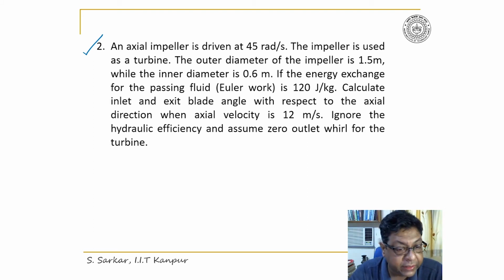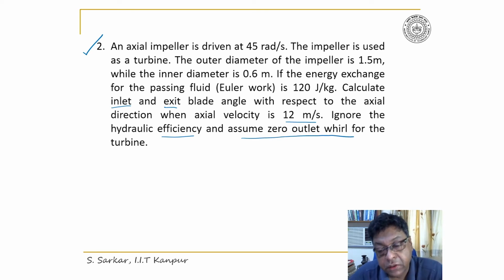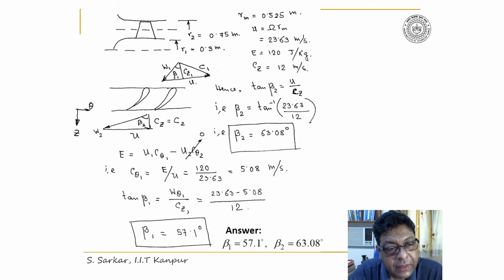If the energy exchange for the passing fluid, that's Euler work, is 120 joule per kg, calculate the inlet and exit blade angle with respect to the axial direction when the axial velocity is 12 meter per second. Now ignore the hydraulic efficiency and assume zero outlet swirl for the turbine. So here I have considered that outlet swirl is 0. Again, I have illustrated this schematic here.